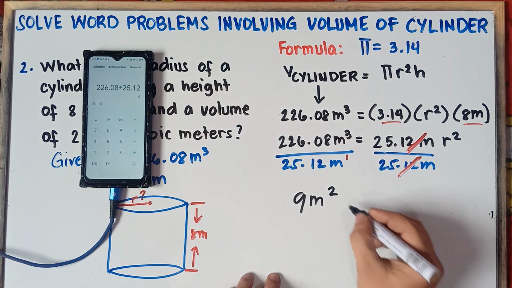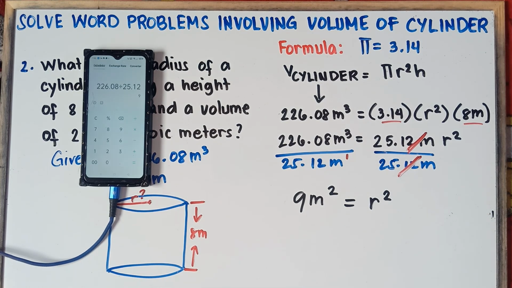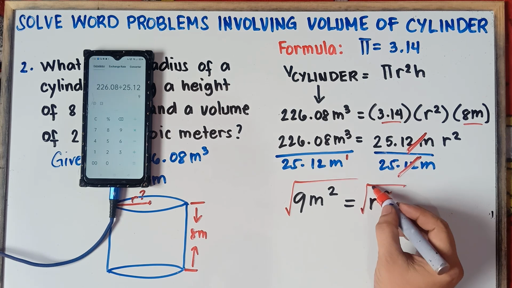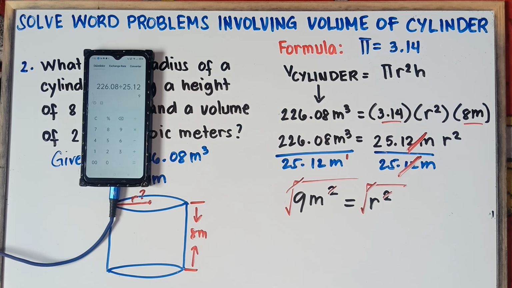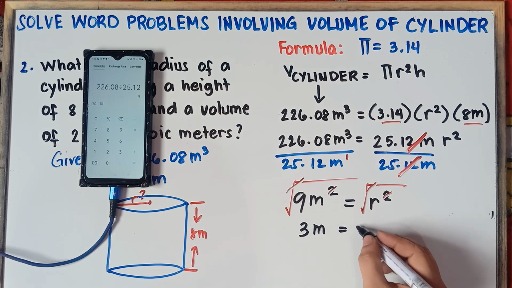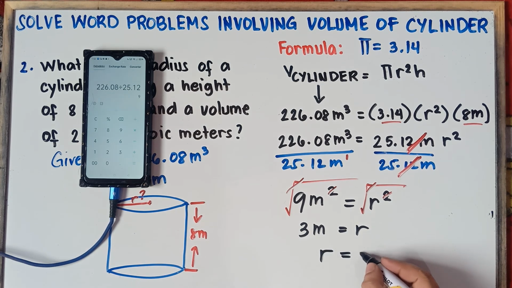Alright, and then equals, copy r squared. And then last step class, to get the value of r, you take the square root of both sides so that we can cancel the exponent and the square root, and then you're all set. The square root of 9 is 3, and then simply copy meters, equals r. That's it class, all set for example number 2. So therefore class, the radius is equal to 3 meters.